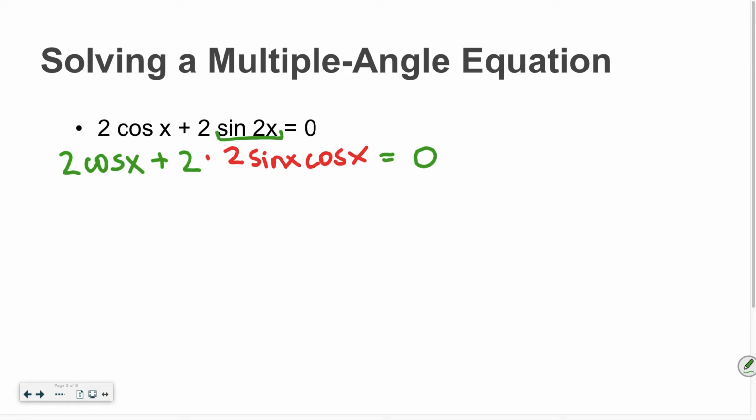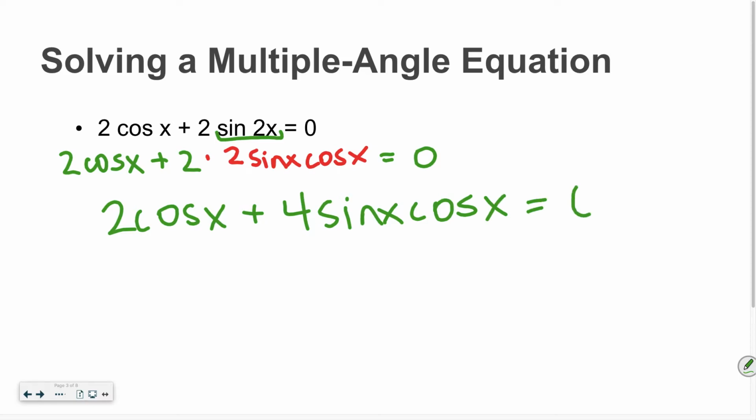Since it was a double angle, we could apply our double angle formula. And now we have 2 cosine x plus 4 sine x cosine x equals 0. Now what's there in common? A 2 and a cosine x that we could factor out.